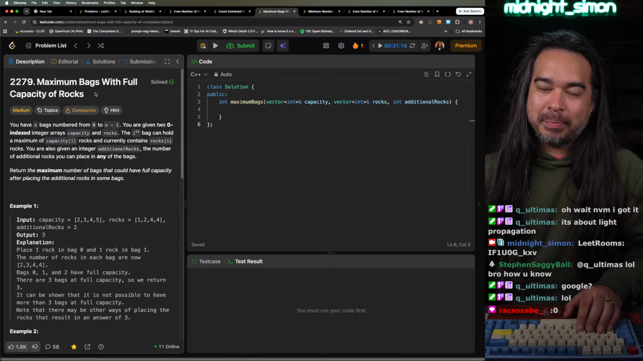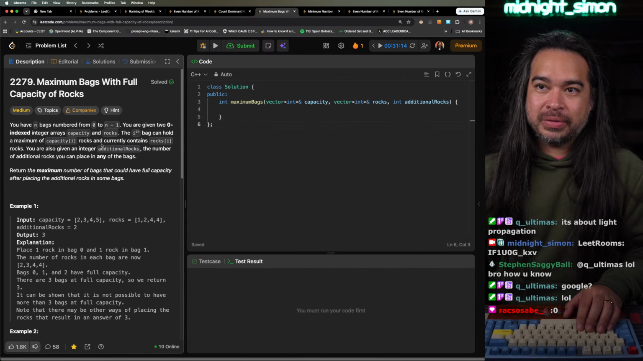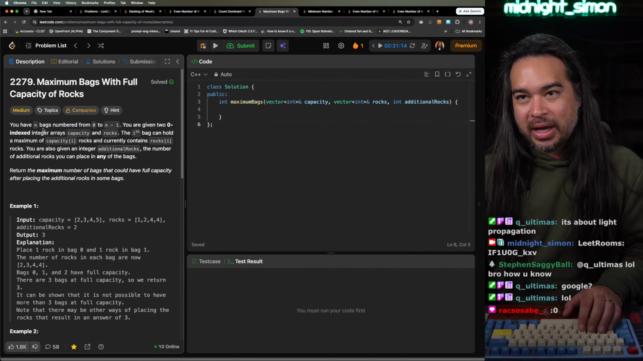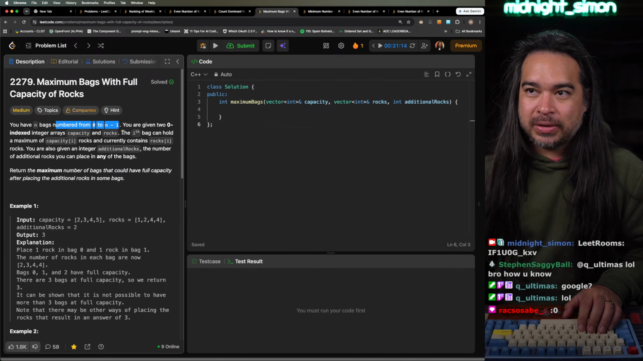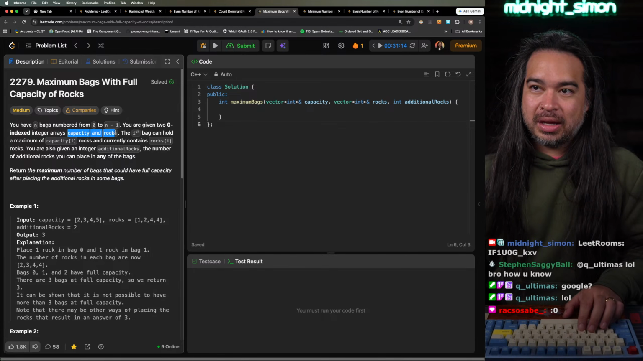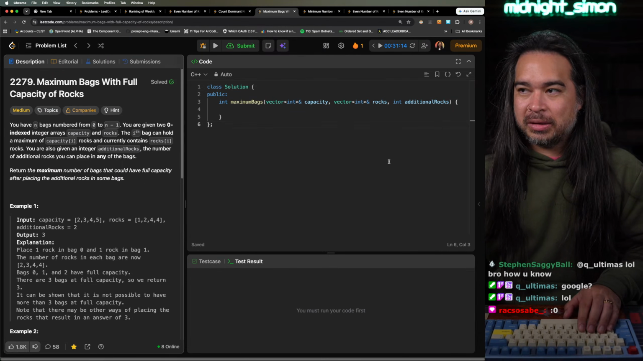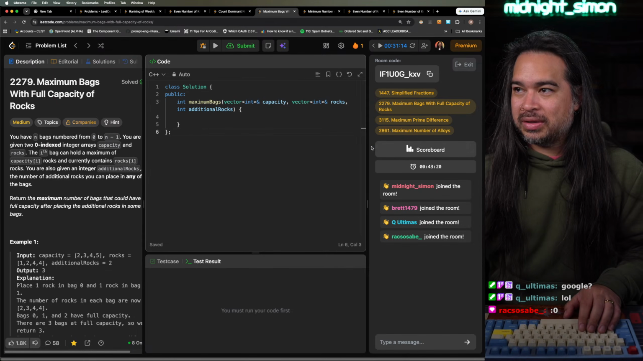Maximum bags with full capacity. I've already solved it though. Let me see when. A year and a half or so. I think I can do it again. You have n bags numbered from 0 to n-1. You are given 2 zero-indexed integer arrays, capacity and rocks. The ith bag can hold a maximum of capacity[i] rocks and currently contains rocks[i] rocks. You're also given an integer additionalRocks, the number of additional rocks you can place in any of the bags. Return the maximum number of bags that could have full capacity after placing in some additional rocks.